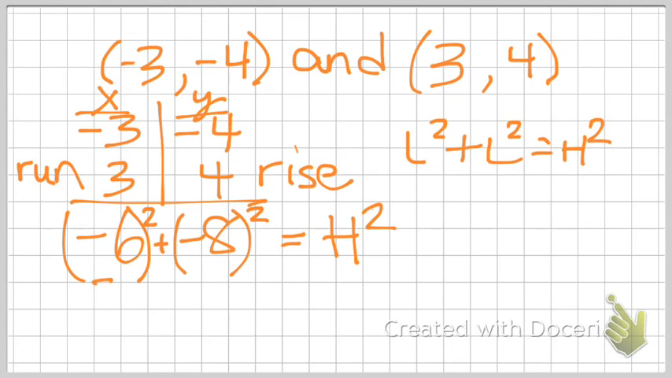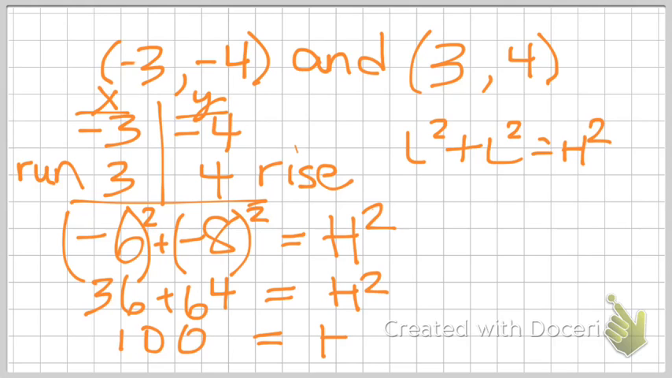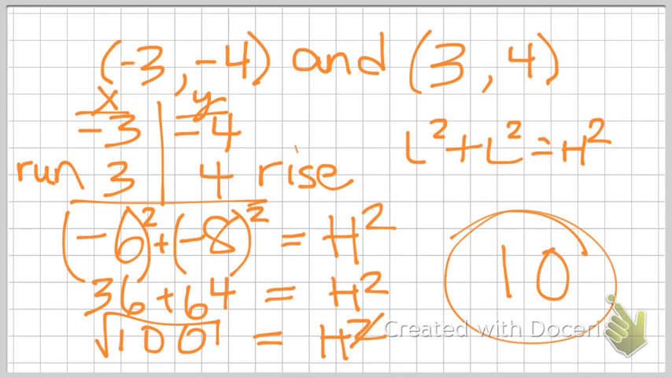Negative 6 times negative 6 is 36. Negative 8 times negative 8 is positive 64. And that's going to give me 100. If I want to get hypotenuse by itself, I need to take the square root. The square root of 100 is 10. And there we have it, 2 different ways to find the distance between 2 points.